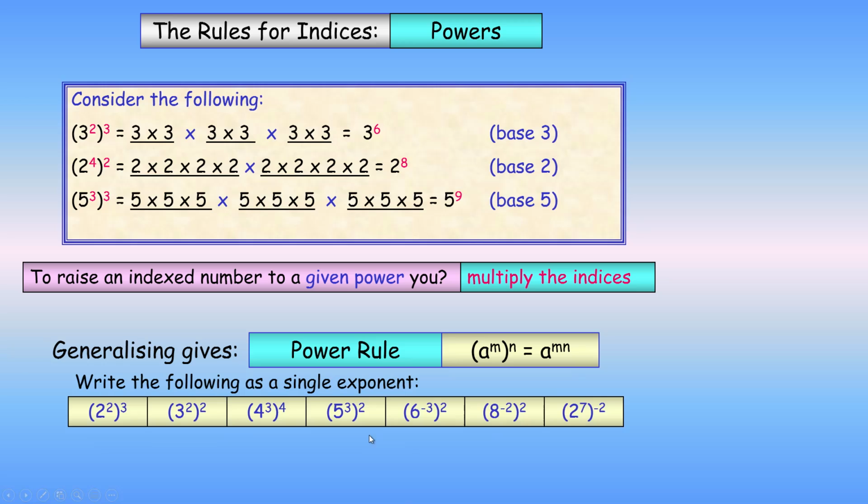Okay, right, got a bit more classwork for you. So write classwork, and let's attempt these questions. So number 1, we've got 2 squared, cubed, is equal to 2 to the power of 2 times 3, equals 2 to the power of 6. And off you go. You can complete the rest then. So hit pause, finish the rest off. When you're ready, hit play again.